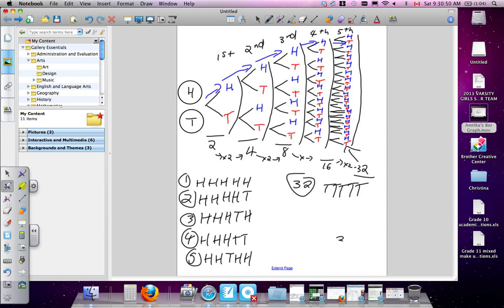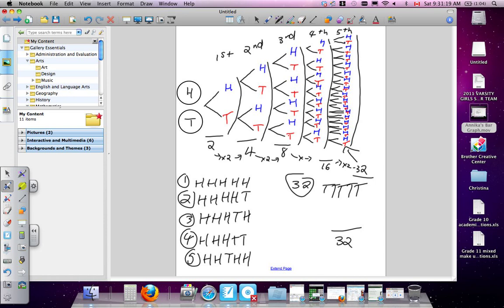How many options of 5 tails in a row are there? Look down at the bottom. Do you see it at all? How many 5 tails options are there? Ready? Tails, tails, tails, tails, tails. Is there any other option like that? No, so only one option. So what is the probability? 1 out of 32. The 1 out of 32 would be the probability of getting all tails.